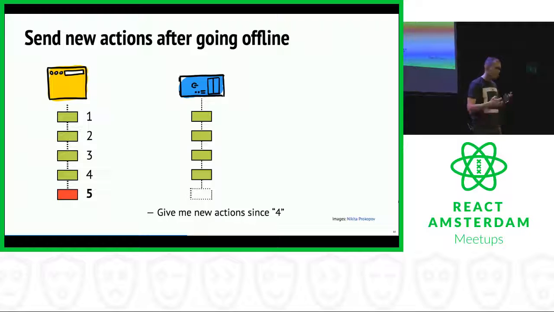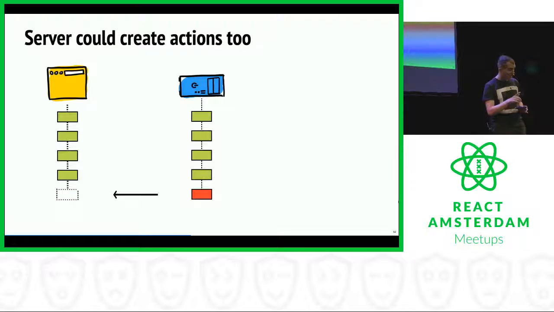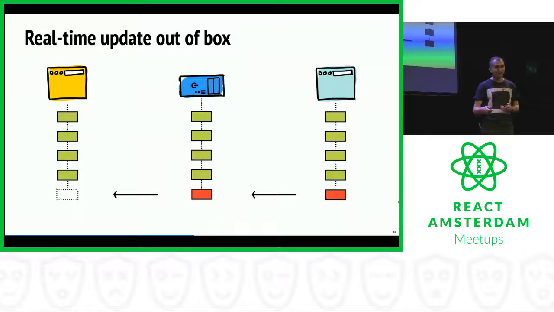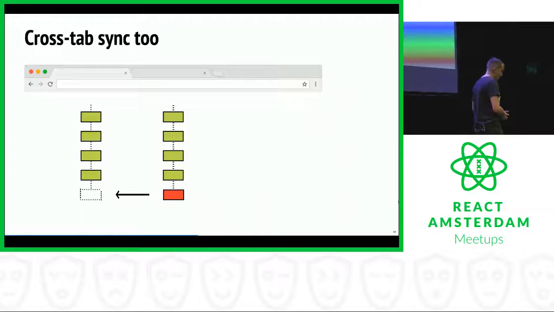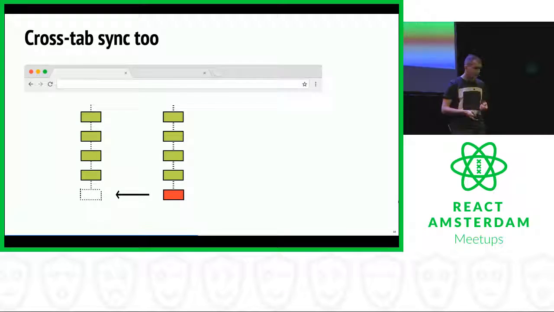We don't have duplicates. It's a very stable synchronization. But also, we can create an action on the server, and in this case it will be sent to a client. This action could also be created by another client, sent to the server, and then to our client. So this is real-time updates out of the box, just by the idea. Also, if you open your website in different browser tabs, each of these browser tabs will be a separate client with cross-client synchronization. So if you add an action in one browser tab, it will immediately appear in the next one.